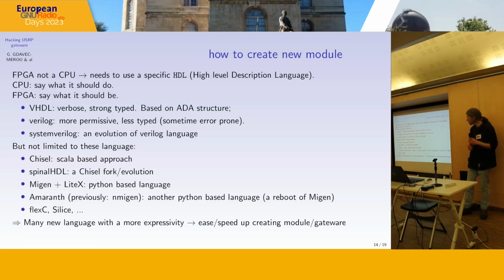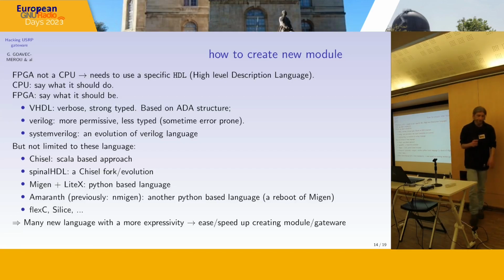SpinalHDL is a Chisel fork, because the author was not happy with the direction of Chisel, so he created his own new language. And Migen plus LiteX. Migen is a language. LiteX is an ecosystem based on Migen to provide more cores, a more real ecosystem with the ability to add a CPU, to add some cores, to add communication using, for example, PCI Express over to Wishbone, etc.